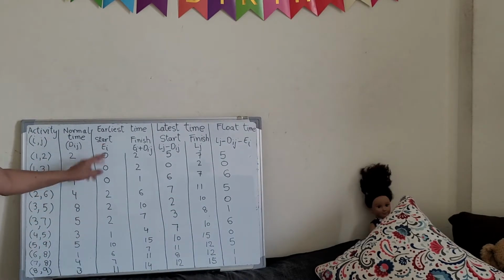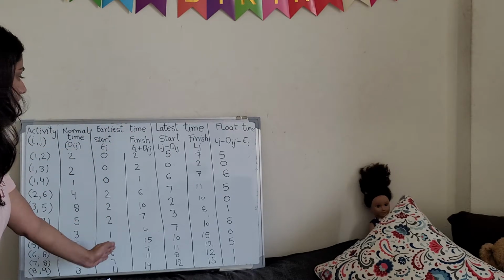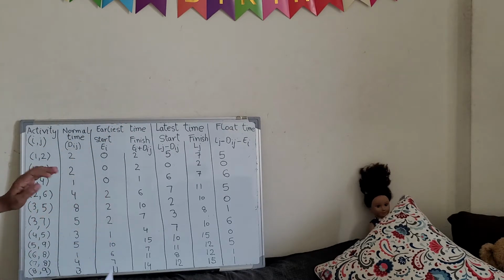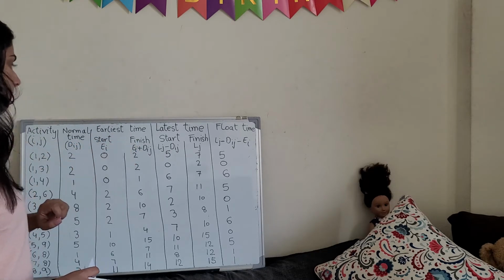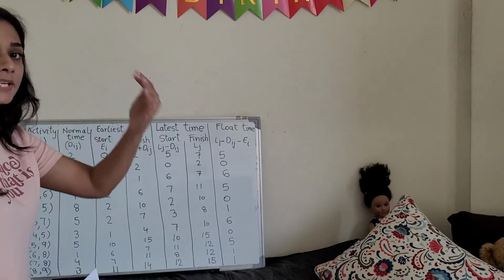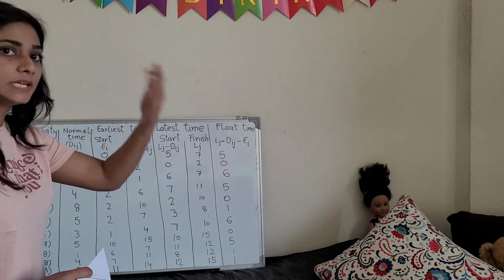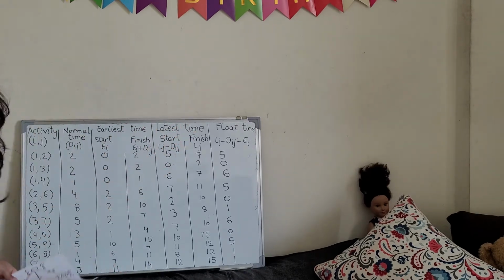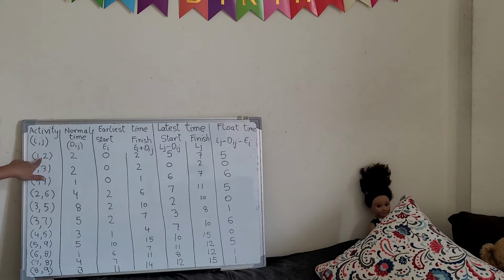Now next we will calculate earliest time. Earliest time, we will divide this column in 2 parts: earliest start time and earliest finish time. So earliest start time means earliest time for the first event, and finish means earliest time for the last event. Fine. So earliest start, how we will check? This is the start column, right? So E1. This is first.